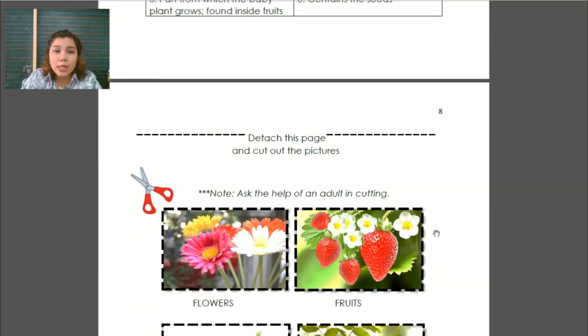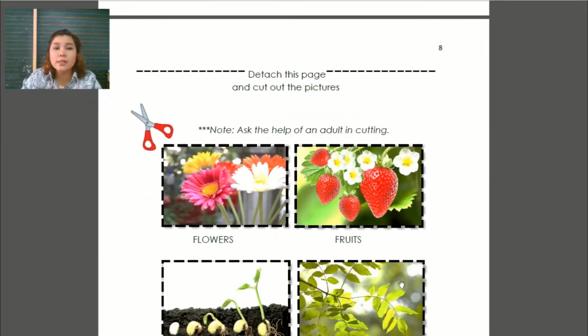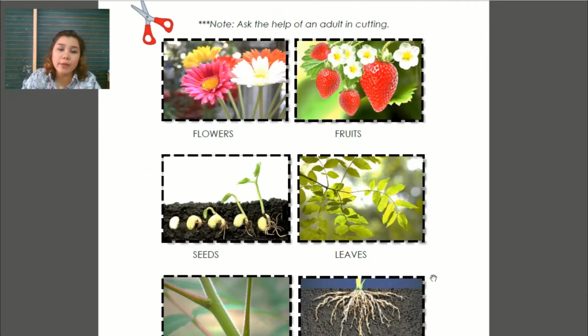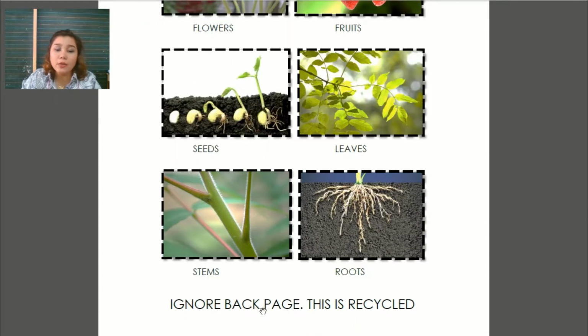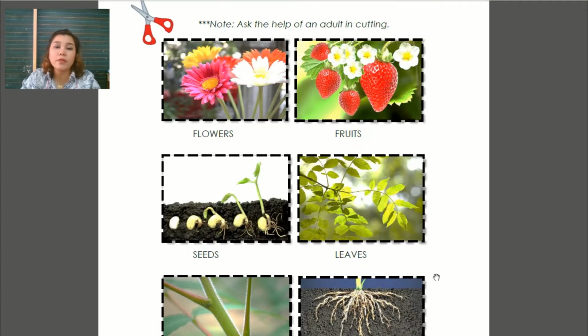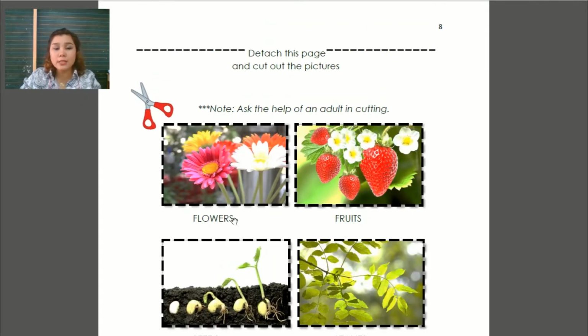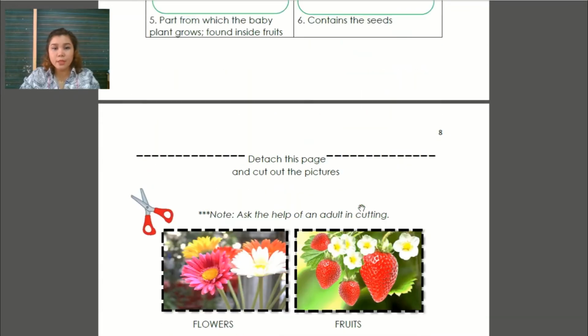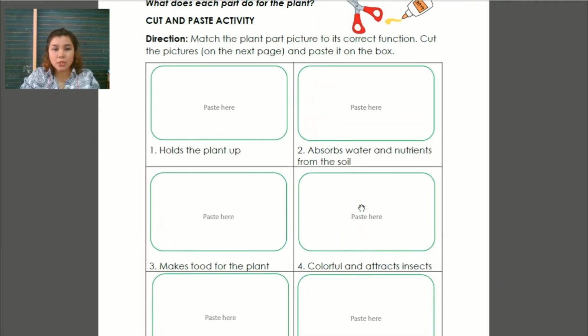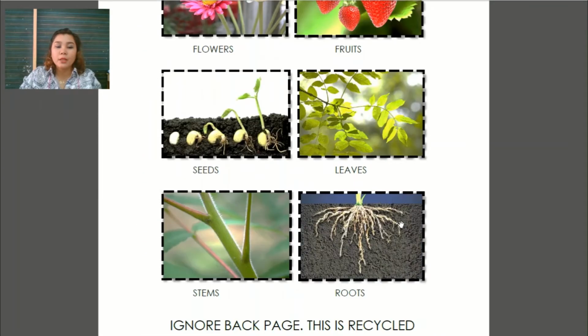So, doon sa nilagay kong module, sa likod nito is a scratch. So, you just ignore. Kaya may nakalagay doon sa baba. Ignore back page. This is recycled. So, instead of throwing the paper, so I made use of the back page which is still clean. So, ito na lang. So, there are 6 pictures to be pasted on each of the item that indicates the function. Okay, so pause if you'd like to do it now, or you just finish this video and then you just go back to this part.